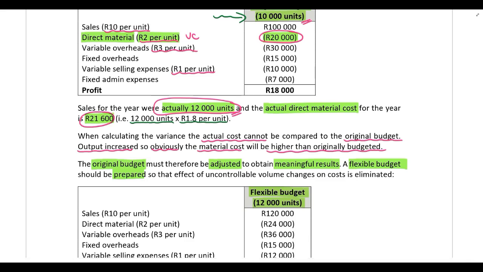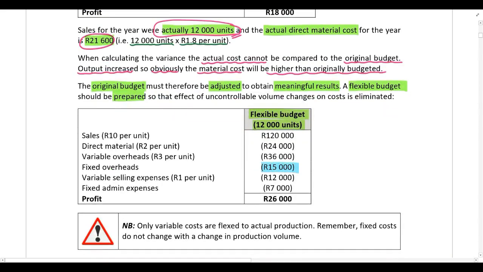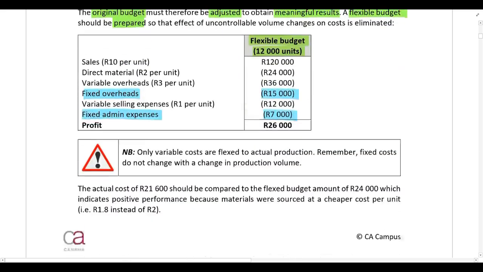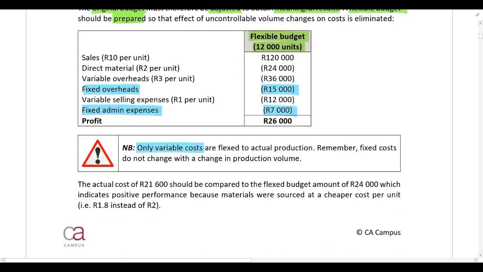However, the cost in total changes because we are not multiplying by 10,000 units, but we are now multiplying by 12,000 units. It's important to note, however, these two fixed costs over here. Remember, guys, fixed costs do not change with a change in volume. So when you are preparing the flexible budget, you'll see there is no change in your fixed costs. So only variable costs are flexed to actual production. Remember, fixed costs do not change with a change in production volume. So now we can calculate variances.